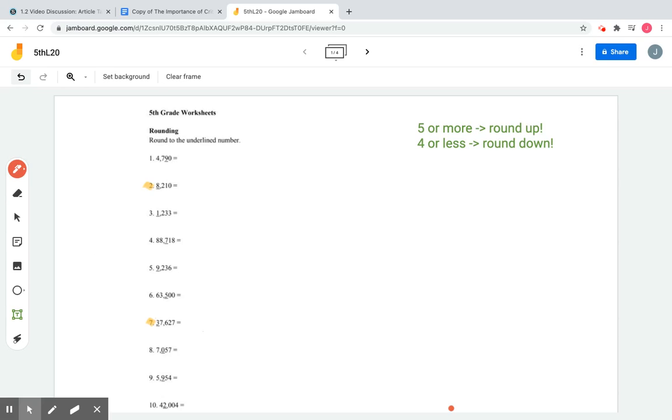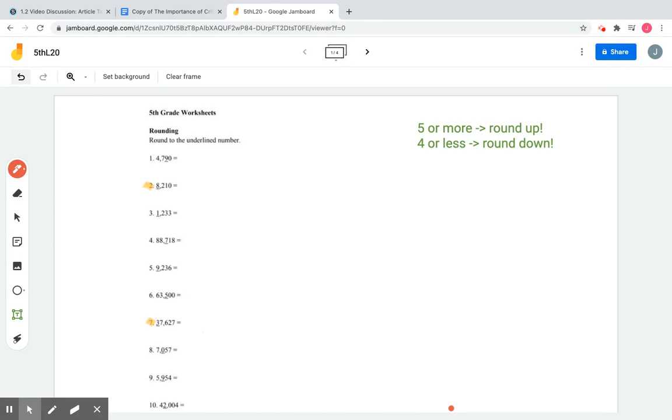Hello, fifth graders. So today we're going to learn about rounding, adding, division, and multiplying mixed fractions. So let's get started. So the first one is rounding, and we're gonna work on number 2 and 7 together.